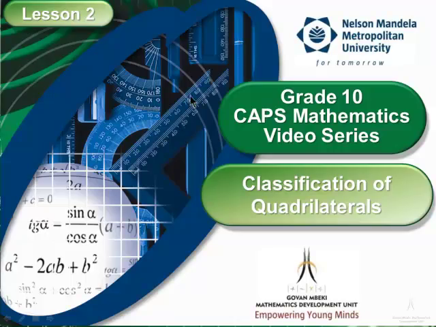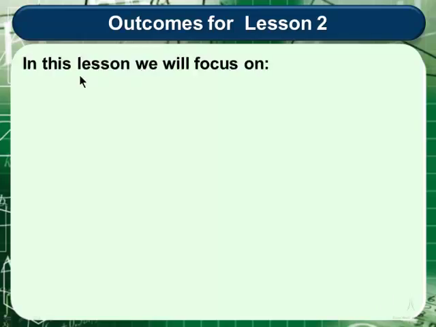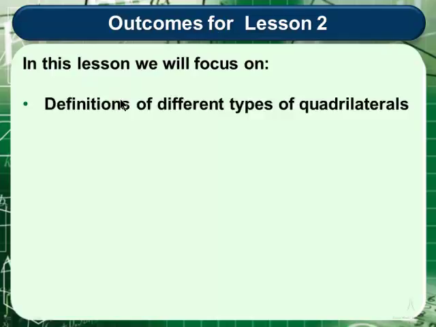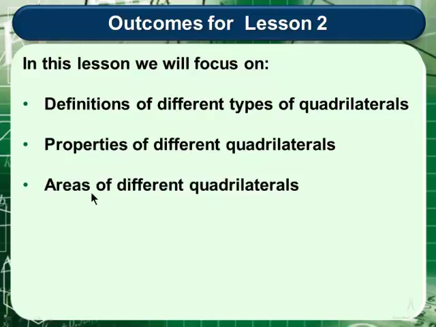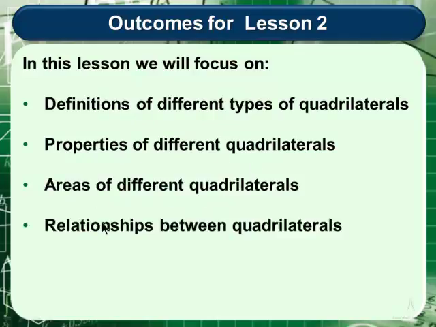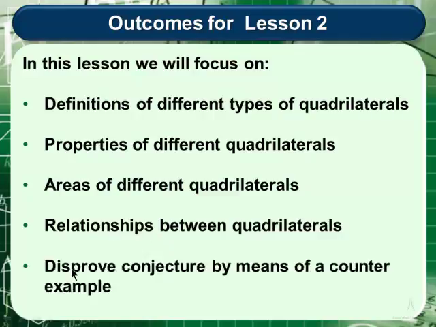In lesson 2, we look at the classification of quadrilaterals. The outcomes for lesson 2: in this lesson, we will focus on the definitions of different types of quadrilaterals, the properties of different quadrilaterals, the areas of different quadrilaterals, the relationships between quadrilaterals, and disproving conjectures by means of a counterexample.